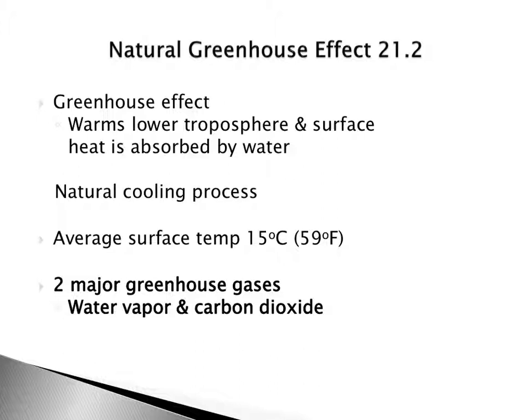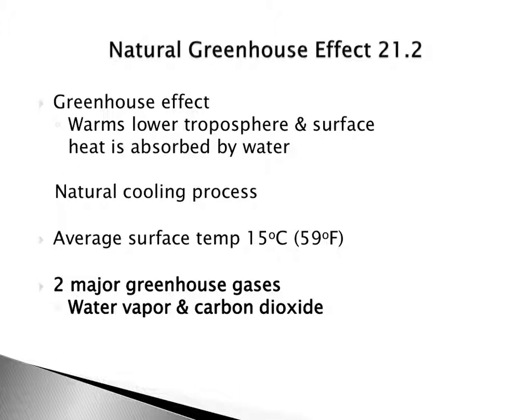So the natural greenhouse effect, again, we need this. It keeps us warm. It warms our lower troposphere, and the surface is heated, and it's absorbed by water too and re-released later. Remember, water has a very high specific heat, so it absorbs that very well. We know there's a natural cooling process. Average surface temperature, now think about this, across day and night, winter and summer, all seasons, is actually 15 degrees Celsius, which equates to 59 degrees Fahrenheit. That is our average temperature, and of course we are seeing that average temperature crawl up.